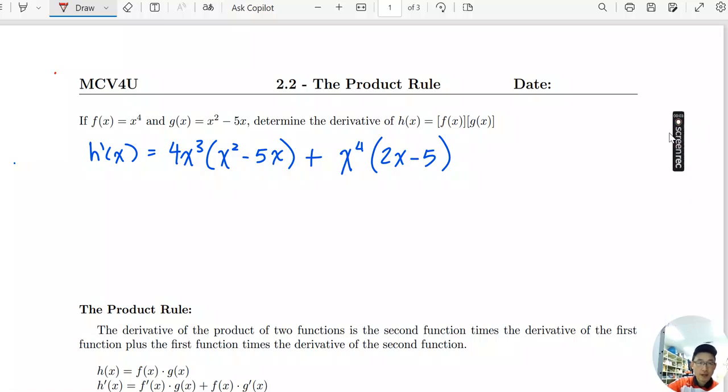Hi everybody, this is lesson 2.2, the product rule. With the product rule, what we're looking at is finding the derivative when two things are being multiplied.